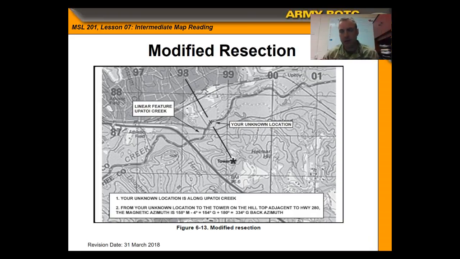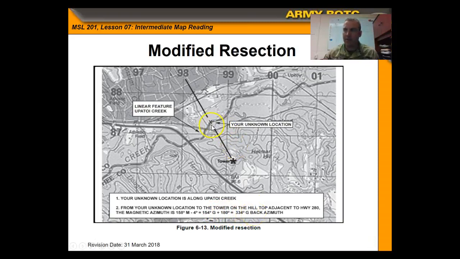And basically, it's still kind of the same concept where you're going to shoot an azimuth to a known point. Like for here, they show a tower. So you're standing, say, along this creek, and you'll shoot an azimuth to the tower. For this, they give you a magnetic azimuth of 158 degrees. Then minus 4 degrees for the declination conversion. You get 154 degrees grid, plus the 180 degrees. So you got a 334 degree grid back azimuth.